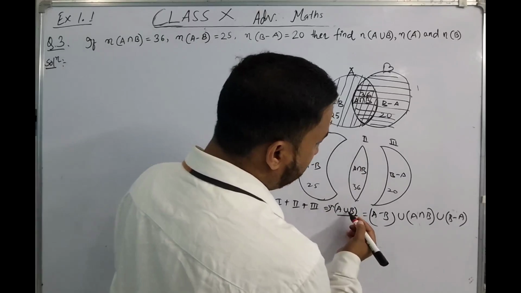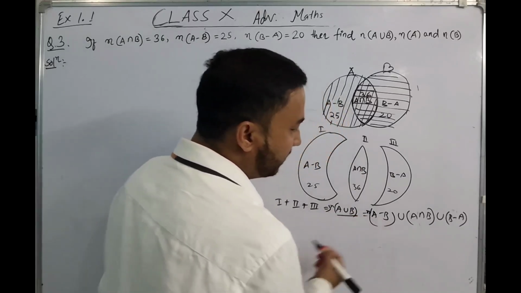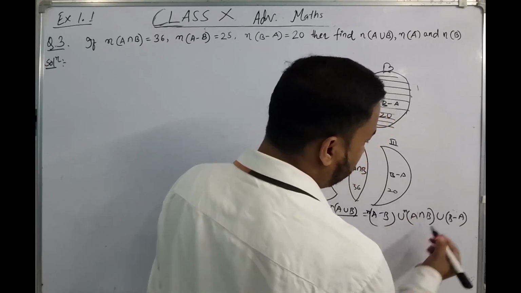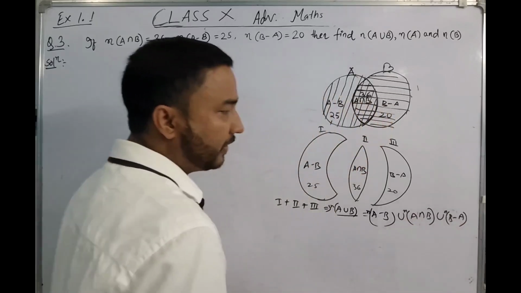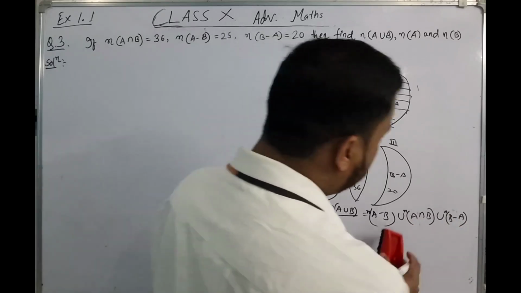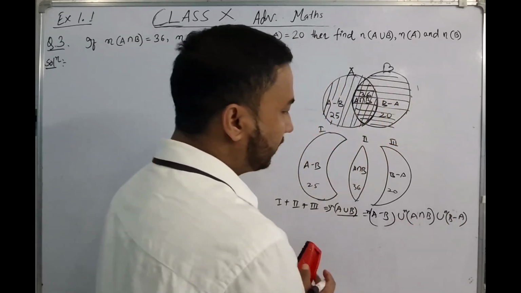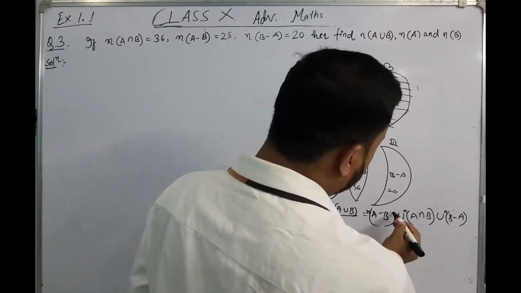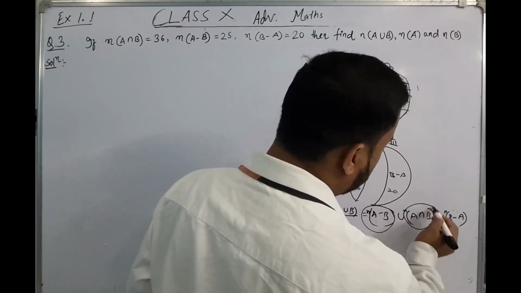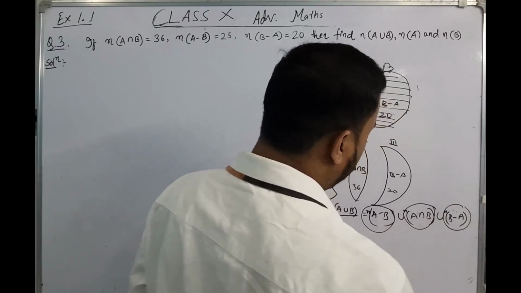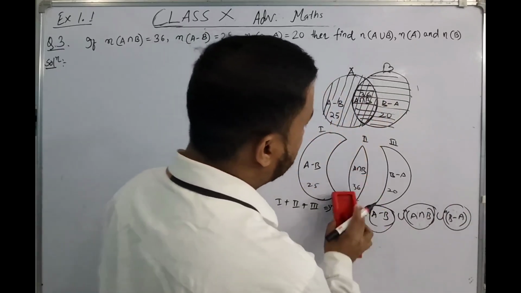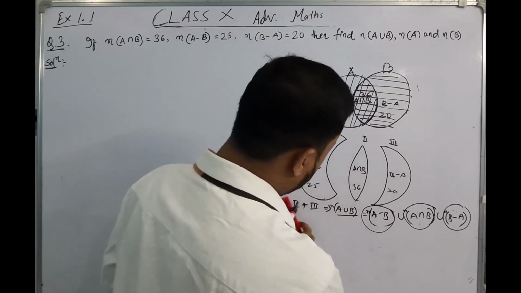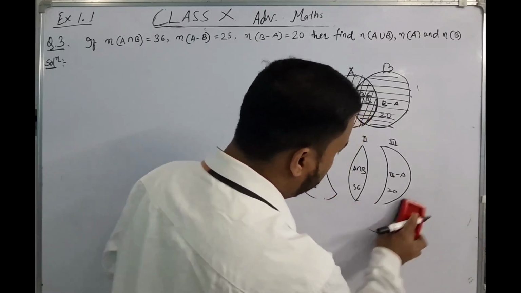So, number of A union B will be equal to what? Number of A difference B plus number of A intersection B plus number of B difference A. Okay, here in this case, union means what? We will take this plus this plus this. But now you see, to get this, what will be A?